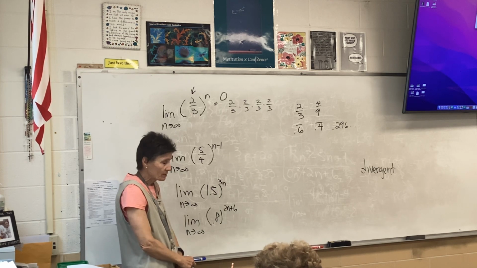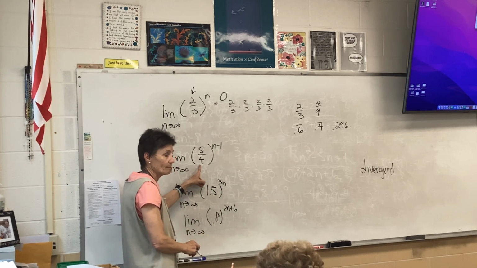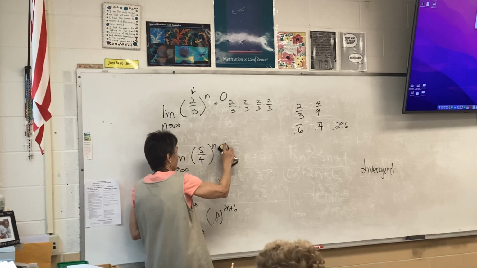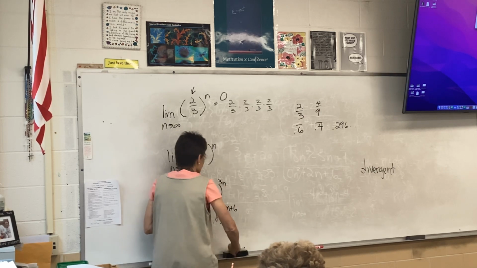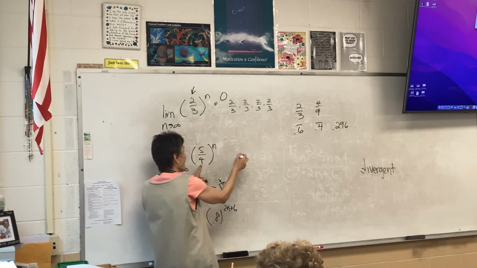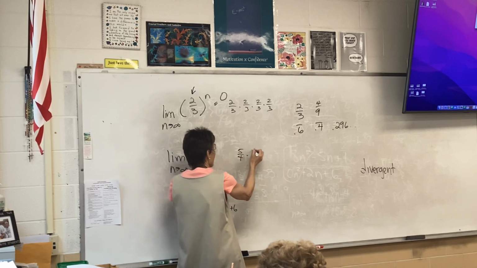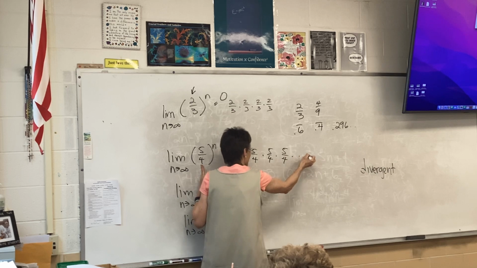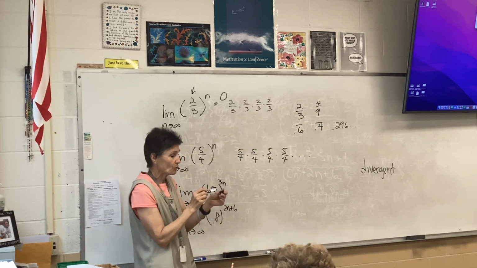Now take your calculator and let's do this one. I don't even want you to worry about the funky exponent. Let's just forget that for a second. Let's just talk about what happens when you multiply 5/4 times 5/4 times 5/4 times 5/4, and so on and so on. Go ahead and do it on your calculator.